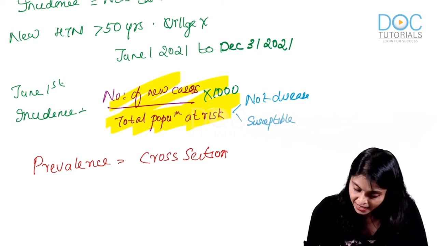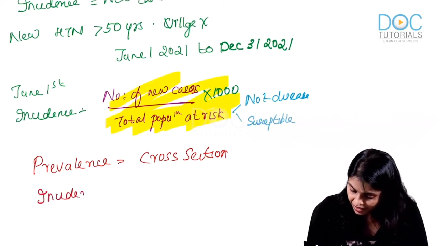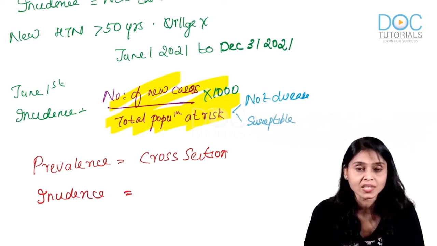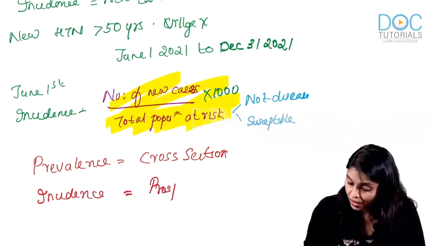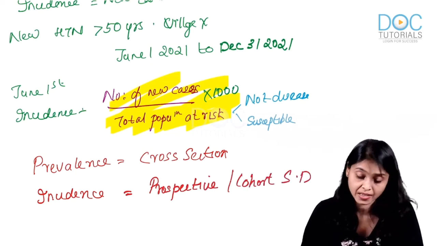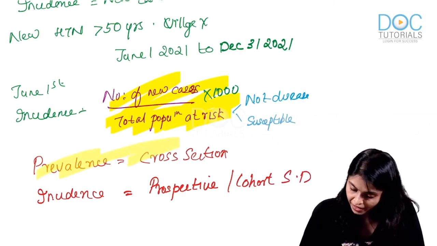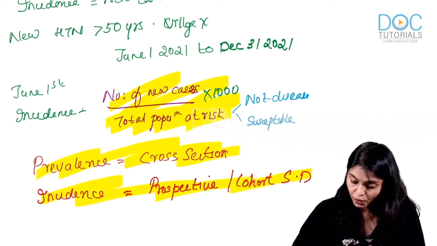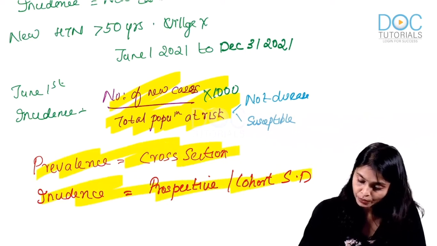Whereas incidence you get from which study design? Here what are you doing? You are following them into future. So it is cohort study or prospective study. Both are MCQs. Prospective or cohort study design. Again, very, very, very important MCQ. Okay. Moving on to the next MCQ.